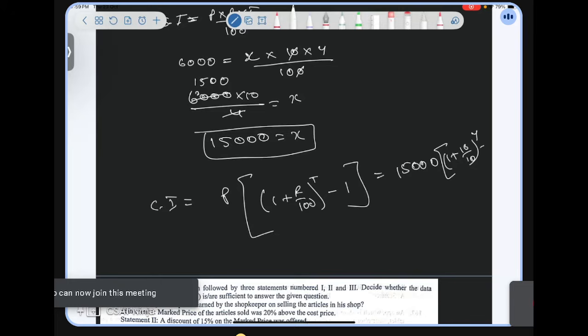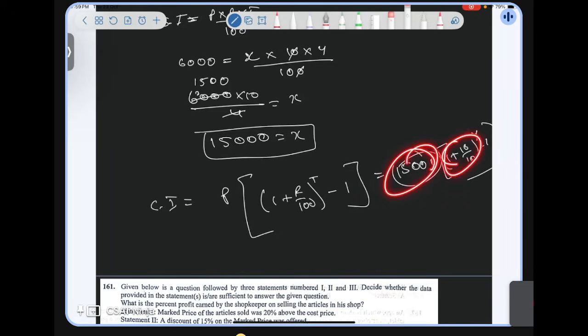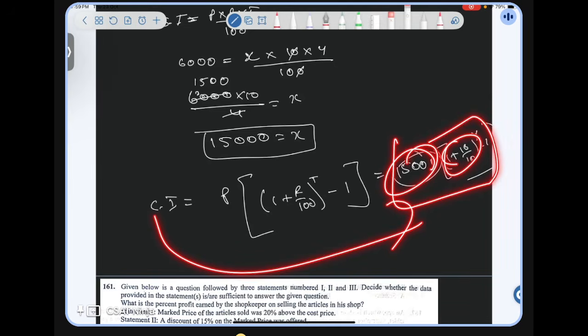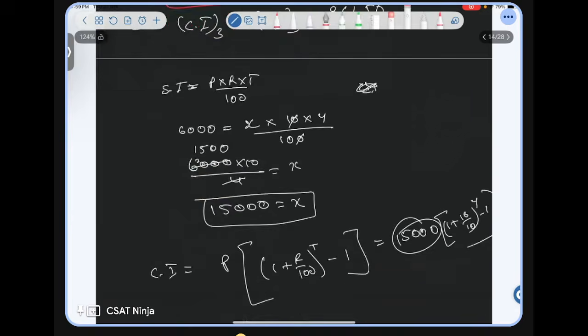For 4 years minus 1. So you have the answer here. All the values here are nothing but numbers only, so you can get the value here. So that's how we can approach this question. Okay, shall we move on to the next?